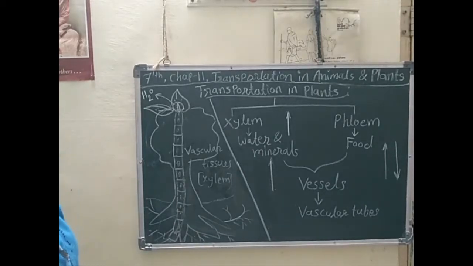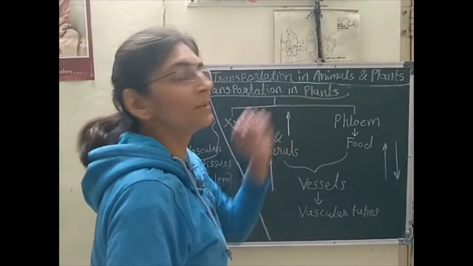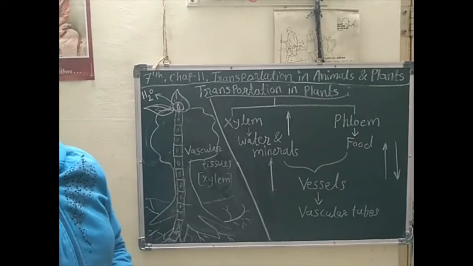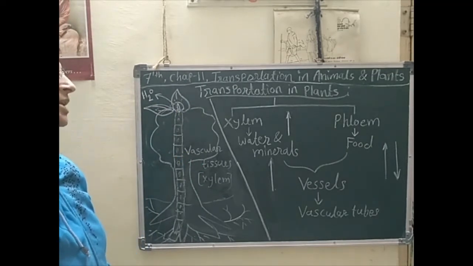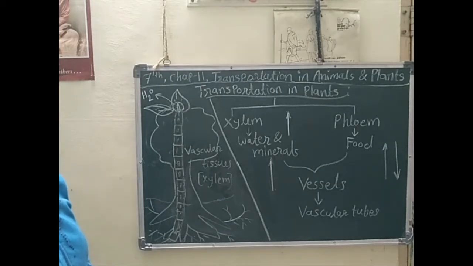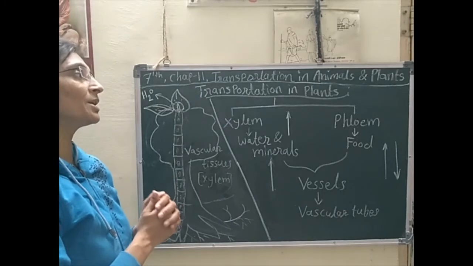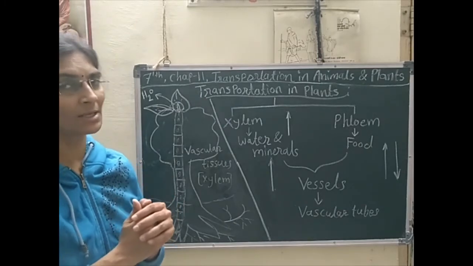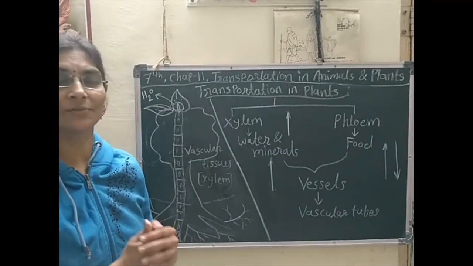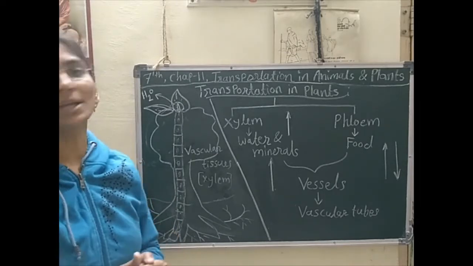So students, we are learning our chapter number 11, that is transportation in animals and plants. Up to this we have learned about the transportation in animals, and here in this lecture we will learn about the transportation in plants. Transportation of necessary things in plants also is a very important process, as in animals.